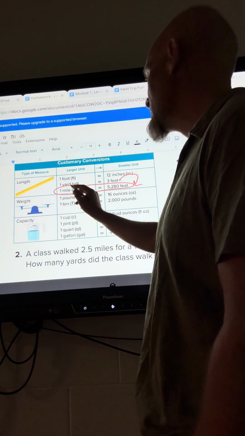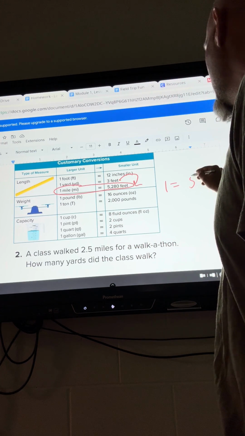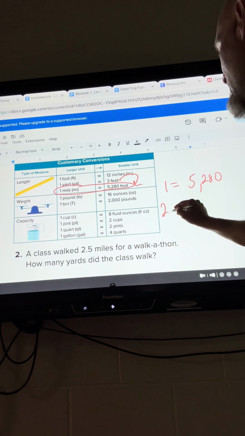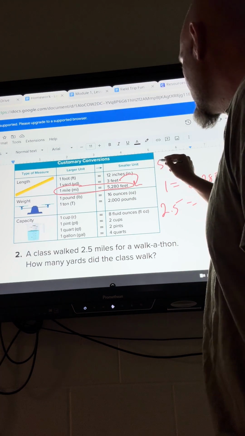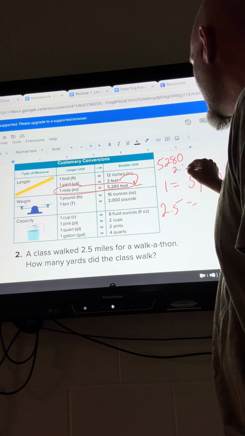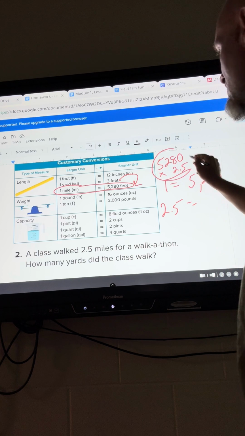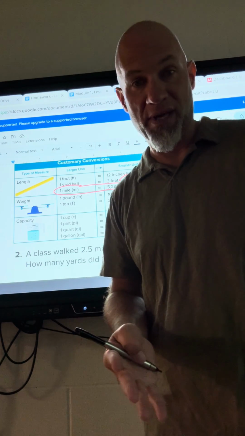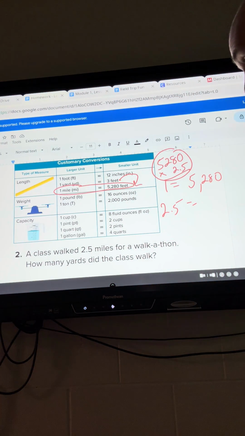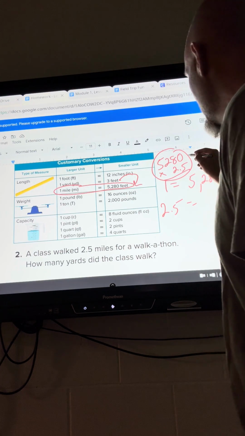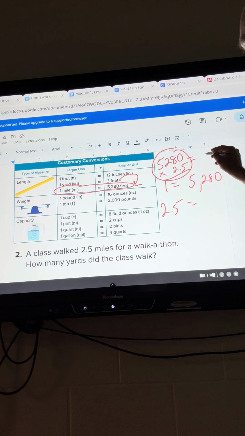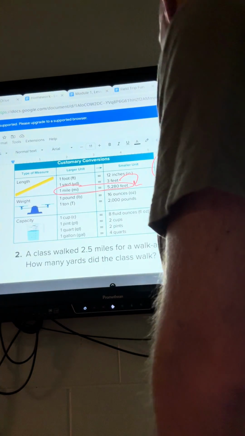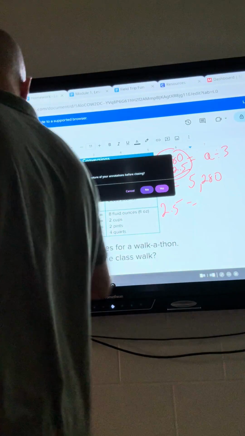So 2.5 miles. If we know 1 mile is equal to 5,280 feet, 2.5 miles would be equal to whatever the result is of multiplying 5,280 by 2.5. So you would first multiply the number of feet in 1 mile by 2.5. That will give you the number of feet in 2.5 miles. And then to find the corresponding number of yards, you would divide whatever you get after you multiply 5,280 by 2.5 by 3 to figure out the number of yards. Okay? All right, number 3.